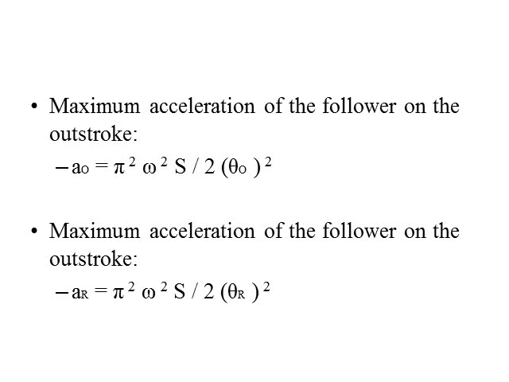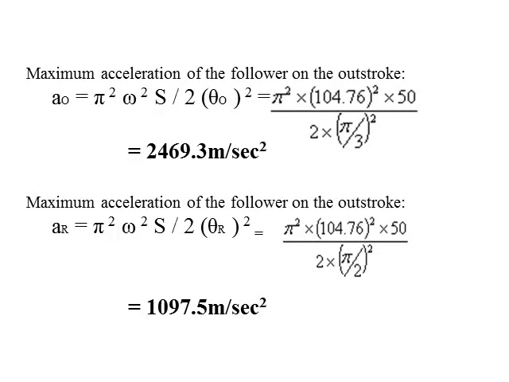So follow the same procedure for the return stroke as well. So this completes the problem. Again, this is the solved one. This is the maximum velocity and acceleration of the follower during outstroke and return stroke. So this is the answer that we will be getting.